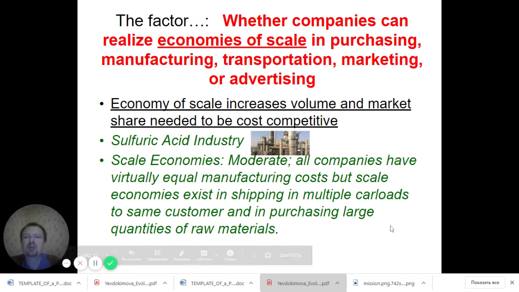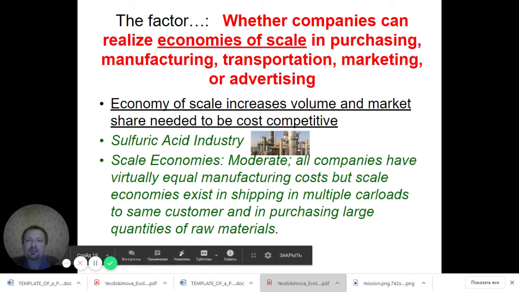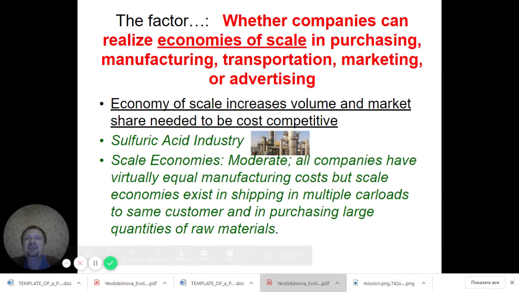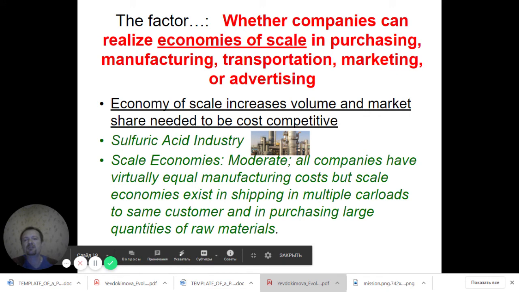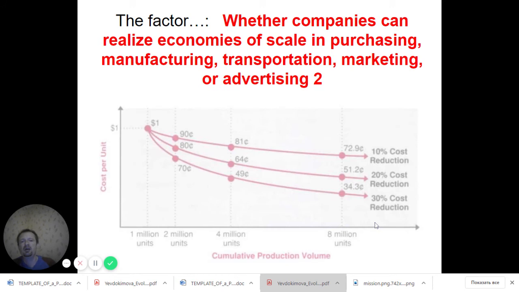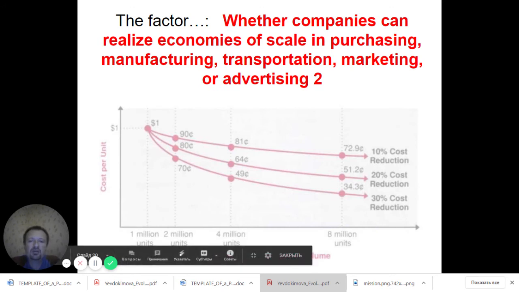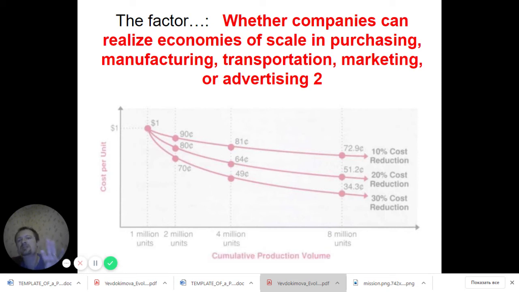The next characteristics is whether it is possible to use economies of scale. The explanation of this factor is presented at the next screen. You must know that the bigger quantity of a product you are purchasing, delivering, the less expensive, the cheaper is the process.